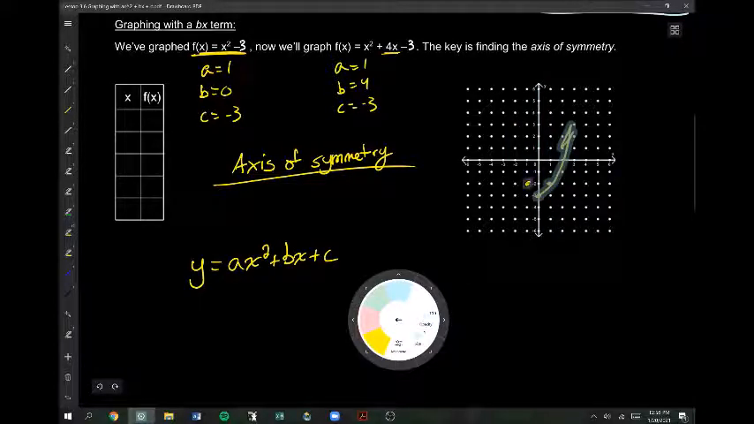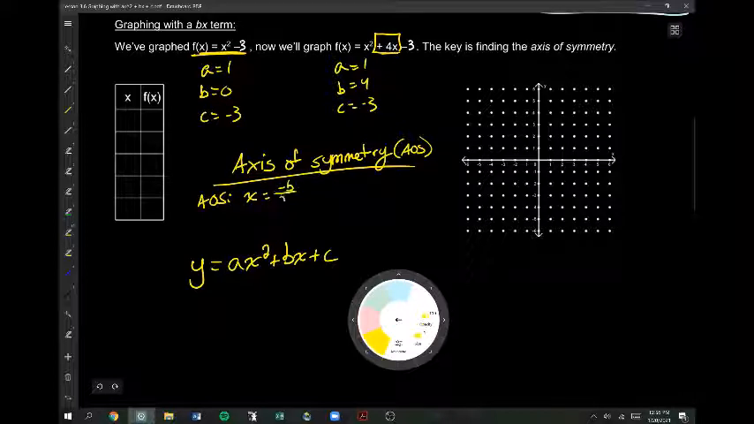The vertex is going to be in different spots, and that changes where this line of symmetry is. See, when you have a b term, the b term changes where your vertex is. It's no longer going to be on the y-axis. So here's how you can find the axis of symmetry, and we call it the AOS for short. To find the AOS, it's the equation x equals negative b divided by 2a. So this equation here lets us find the line of symmetry that cuts the graph in half.